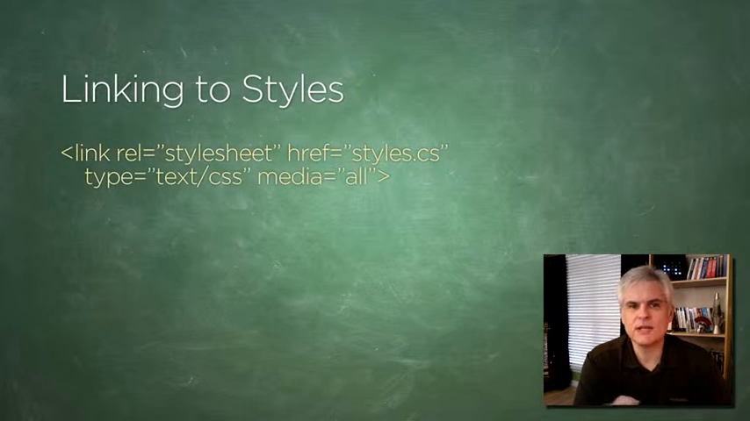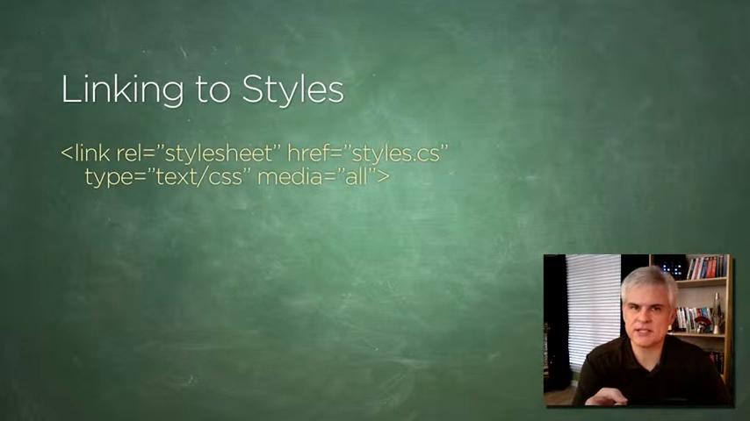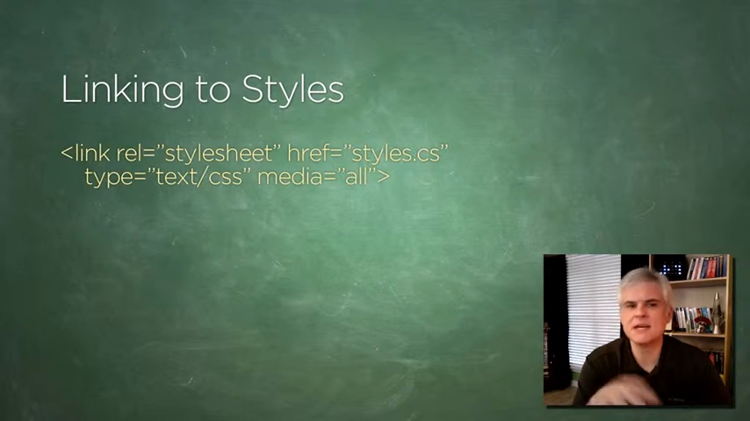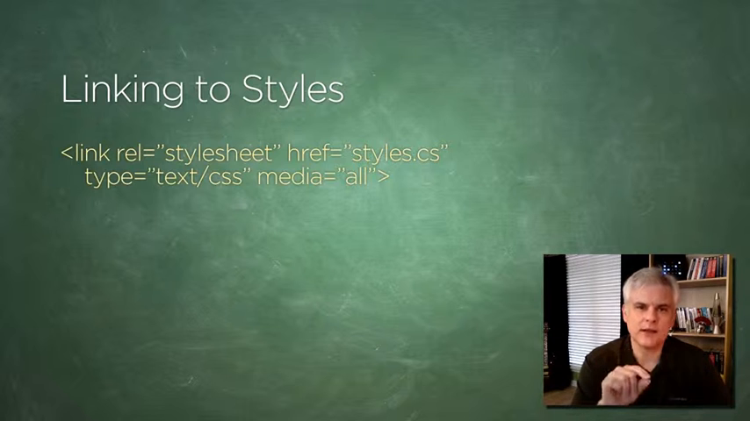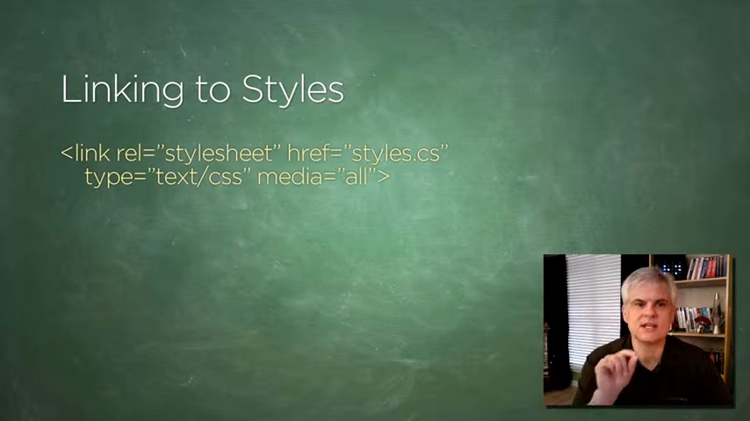So to include an external CSS file, you use the link element. And we've already seen this in our lesson 3, right? Link rel equals stylesheet, href equals styles.css, type equals text slash css, media equals all. So what do these attributes mean? I think we already talked about them at the time. Just a quick reminder, the rel attribute is the link's relationship to the current document. In this case, it's a style sheet. Secondly, the location is the href.